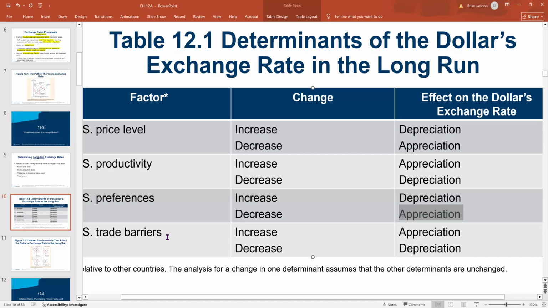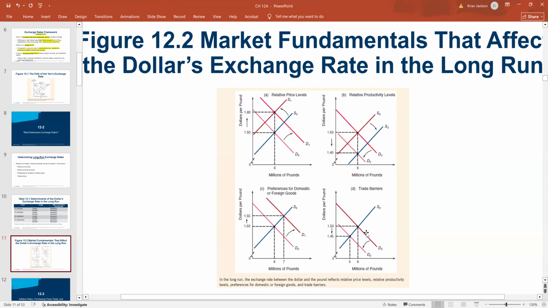Trade barriers is another one we can look at here. Suppose, for instance, the United States government imposes tariffs on British steel. So there's an increase in trade barriers here. That would discourage Americans from purchasing British steel. And so the demand for the British pound would diminish, and there would be an appreciation in the dollar. So you see here this leftward shift in the demand for pounds is going to exist, causing a corresponding depreciation in the pound.